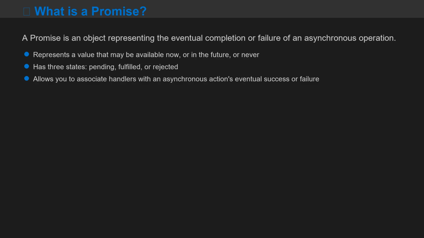So what exactly is a promise? Let me explain the concept. A promise is an object that represents the eventual completion or failure of an asynchronous operation. The key points to remember are: first, promises have three states: pending, fulfilled, or rejected. Second, they allow you to handle both success and failure cases. And third, they represent values that might be available now, in the future, or possibly never.